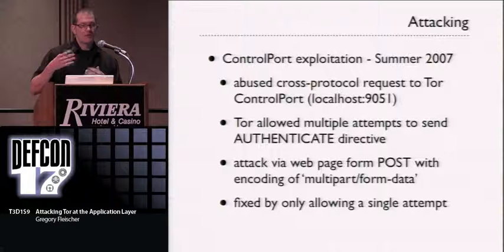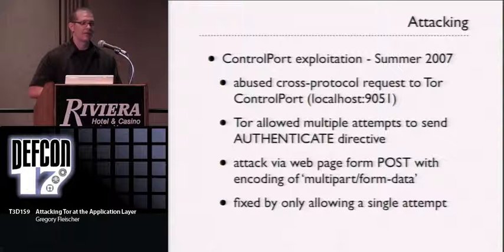So what would happen is you would create an HTML form and post data. And this was set with multi-part form data, which meant that each line was on its own line. So it would see an HTTP, this, that, headers, whatever, and then it would finally get to the authenticate request. And once it got there, then you were authenticated, and you could send whatever you wanted. So this was fixed by only allowing a single attempt at sending authenticate.